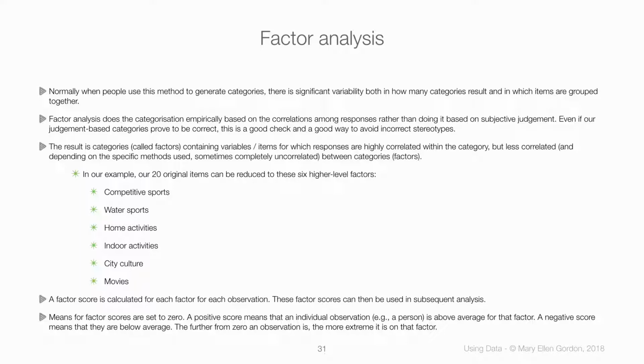So, for example, if it's something like a positive 2 on competitive sports, that's quite a strong liking of competitive sports compared to if it was just a 0.05 on competitive sports.